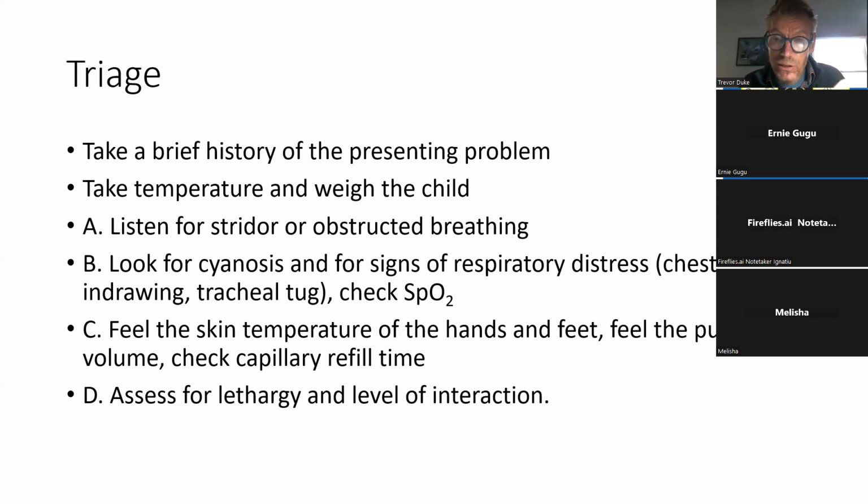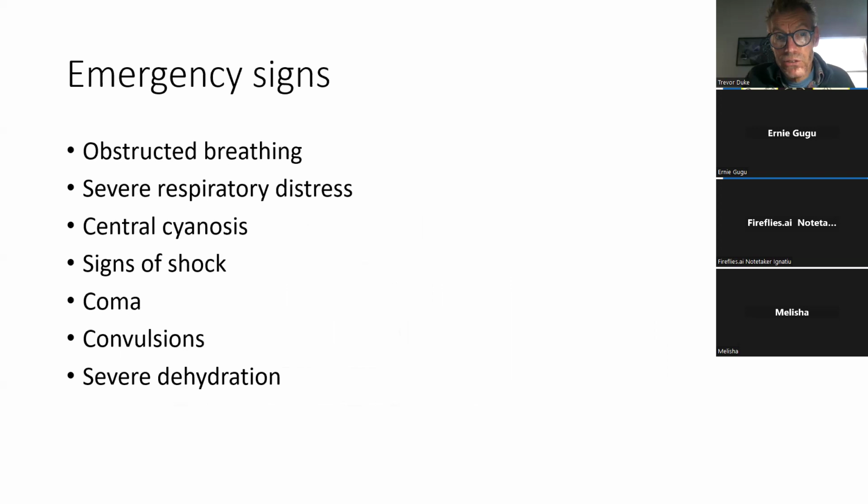And then for D, disability or conscious level, you should assess for lethargy and the level of interaction the child has, and then put it all together as to whether this child has emergency signs or not. Now, remember, we said this child has obstructed breathing and severe respiratory distress and central cyanosis, so he has all those things. He didn't have signs of shock, although he was very pale. He wasn't in coma, was still reasonably alert, didn't have convulsions, and didn't have severe dehydration. But even though he doesn't have some signs, if you find any of these emergency signs, then you stop and give emergency treatment.